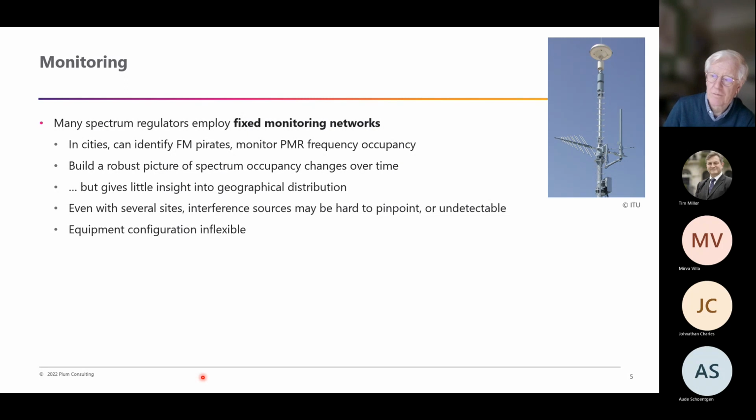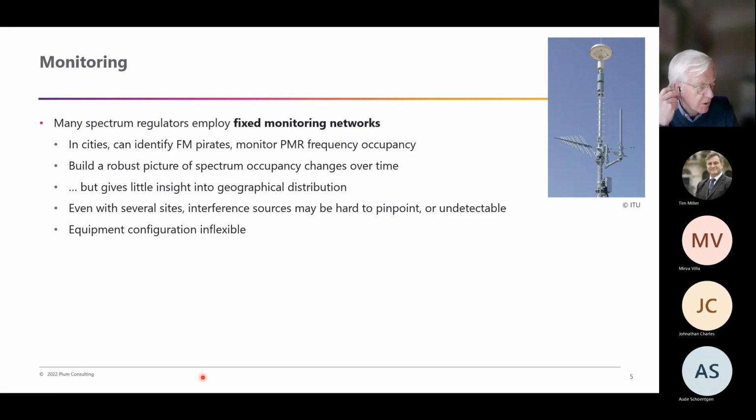Given the relatively short propagation ranges involved at VHF, UHF and above, most realistic fixed monitoring networks are going to struggle to produce a very robust understanding of what's going on in the spectrum with administration. And you also have a problem that the equipment configuration may be fairly inflexible. You'll likely have a few antennas on a mast of particular fixed gain, frequency coverage.